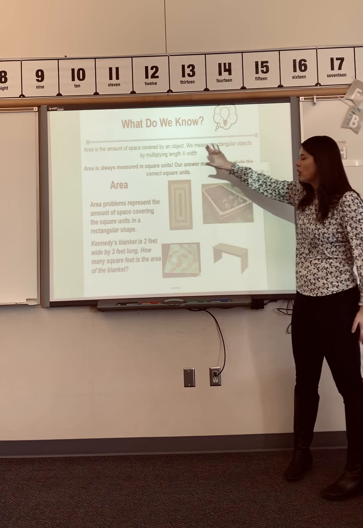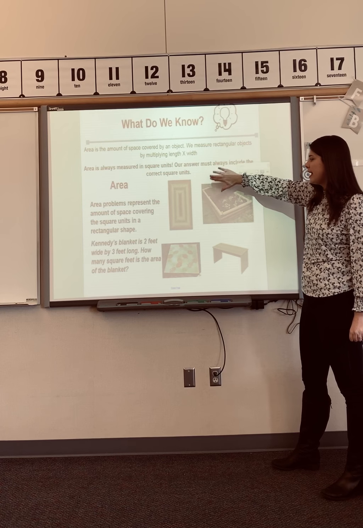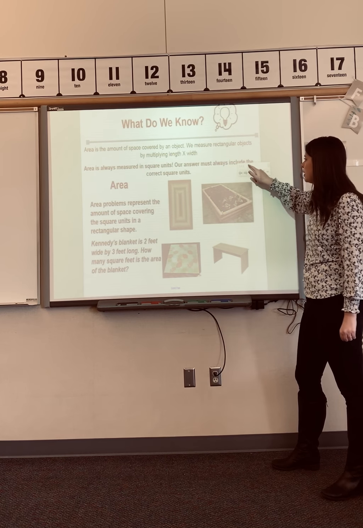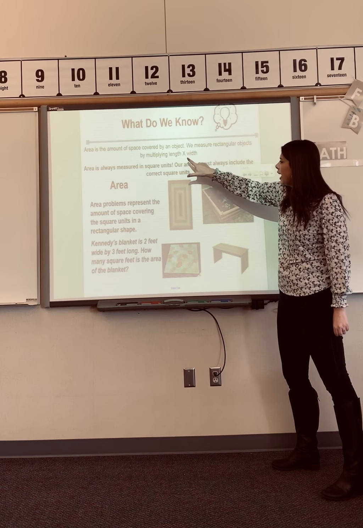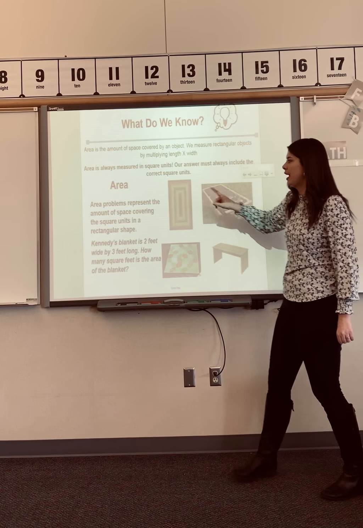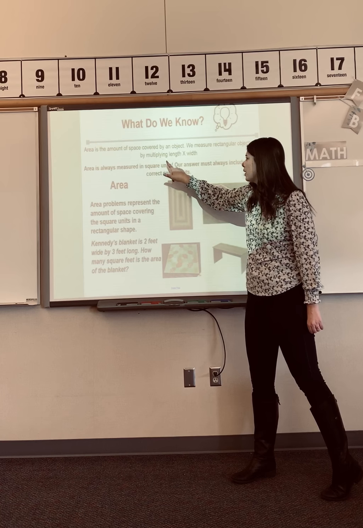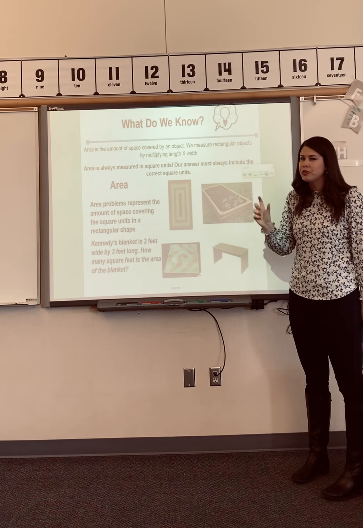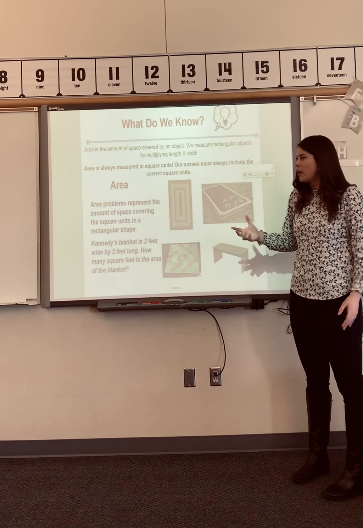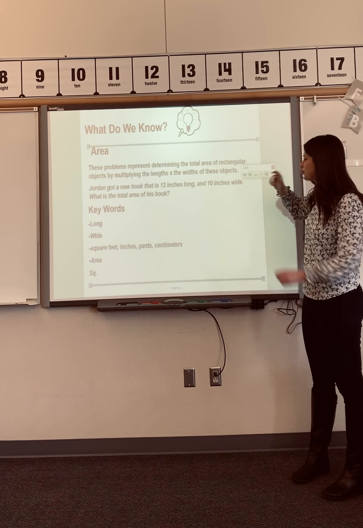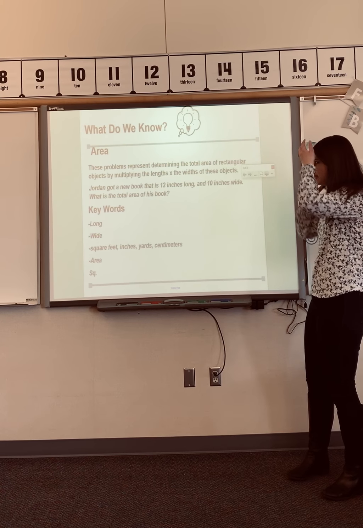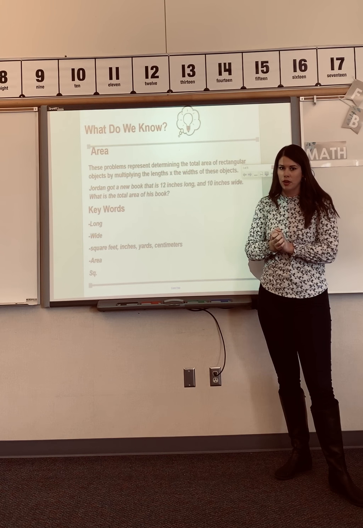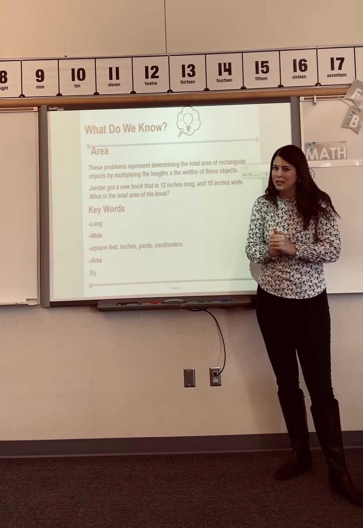Awesome. Yes, you guys already know that you determine the area, the number of square units that would cover a rectangular object, by multiplying length times width. And remember, area is always measured in square units. And so you have to say the answer in square units. You have to include that unit. So you're showing what you're measuring it in. Okay, so you guys know all about area word problems and you know exactly how to solve them and to include your unit every single time.